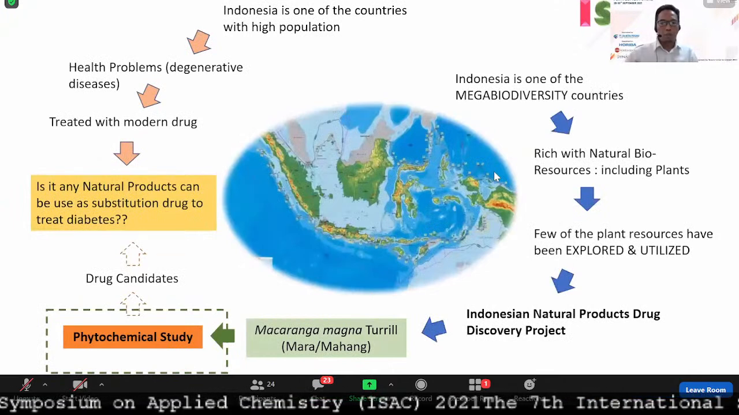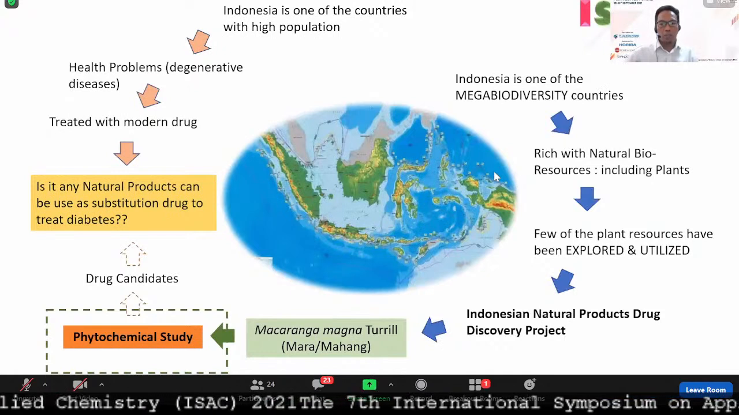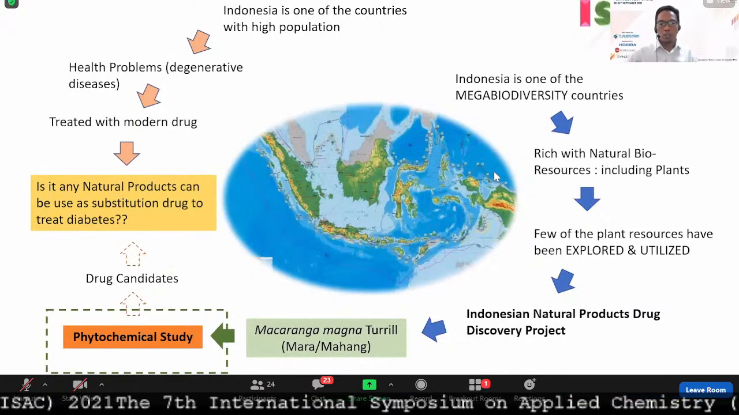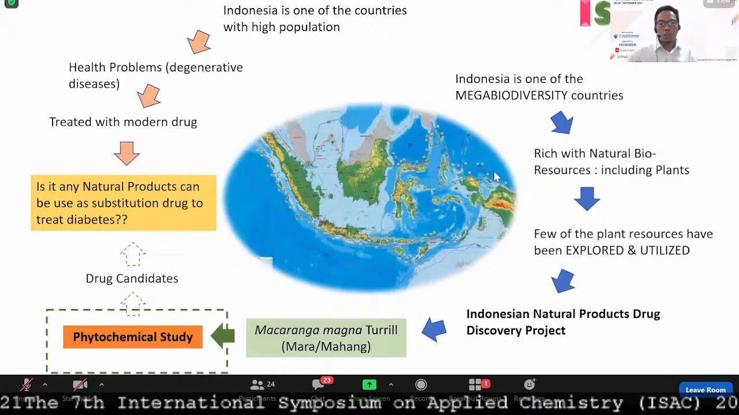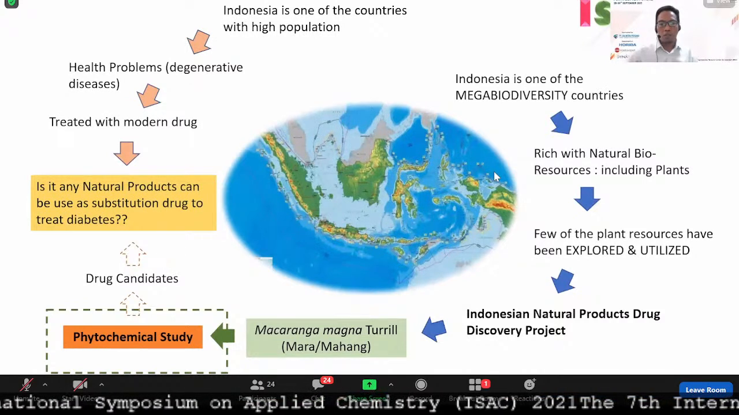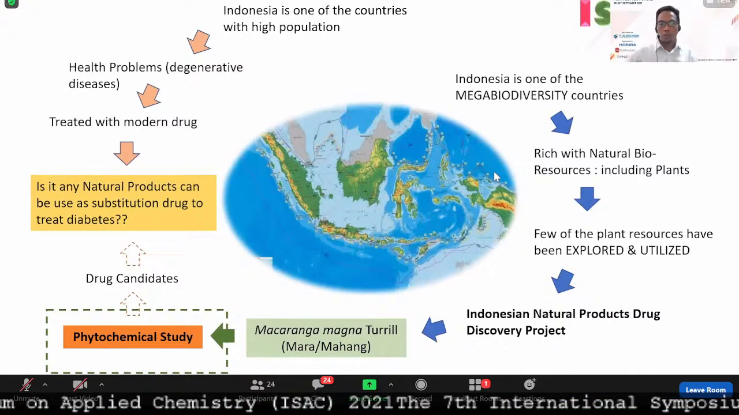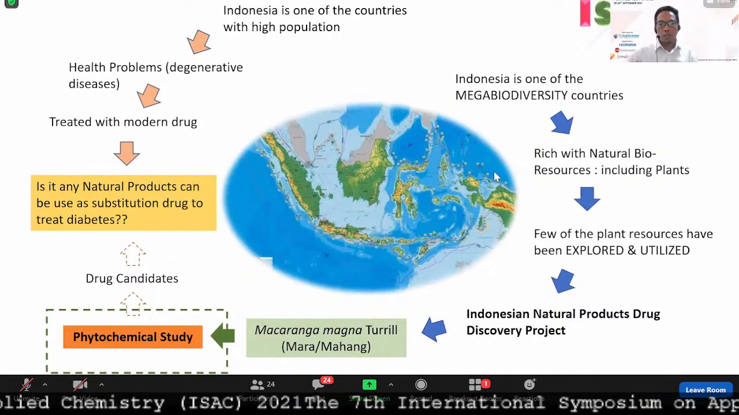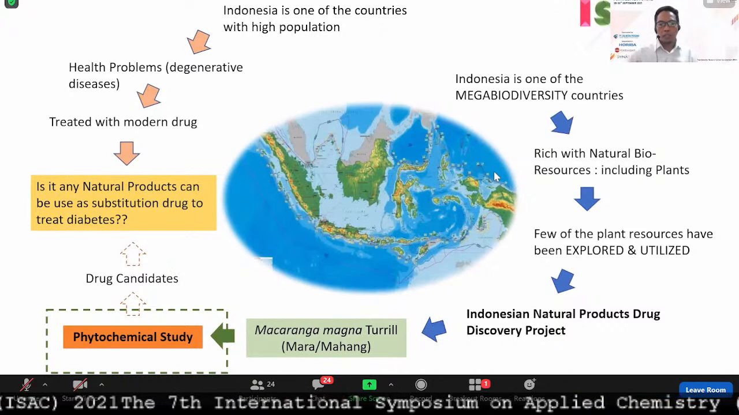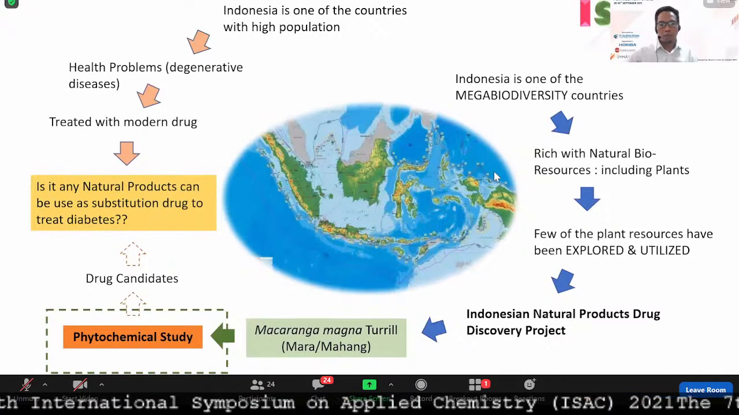As we know, the Indonesian population is quite high and it is directly correlated with health problems such as degenerative diseases like diabetes, cancer, and so on. Usually, we treat the disease using modern or chemical drugs. But on the other side, Indonesia is also known as one of the mega biodiversity countries, which means Indonesia is rich with natural product resources, including plant resources. Unfortunately, until today, only a few of them have been explored and utilized, and these numbers are not equal if we compare with the rate of forest destruction.